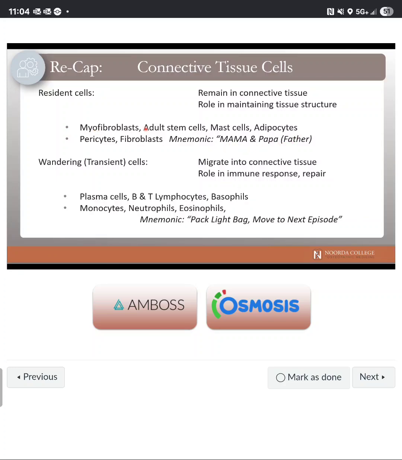In parenthesis, father: myofibroblasts, adult stem cells, mast cells, adipocytes, pericytes, fibroblasts. I may have forgotten to mention it earlier, but there is a mnemonic for wandering cells: pack a light bag, move to the next episode. Plasma cells, lymphocytes, basophils, monocytes, neutrophils, and eosinophils.